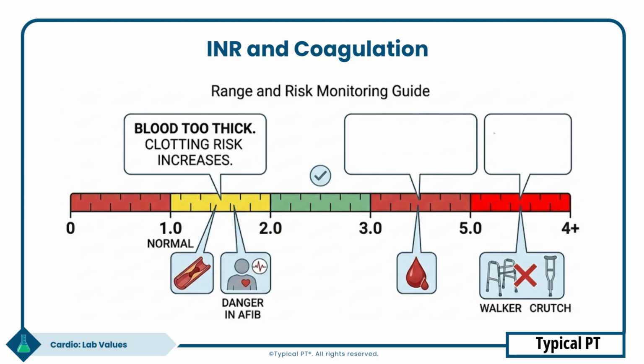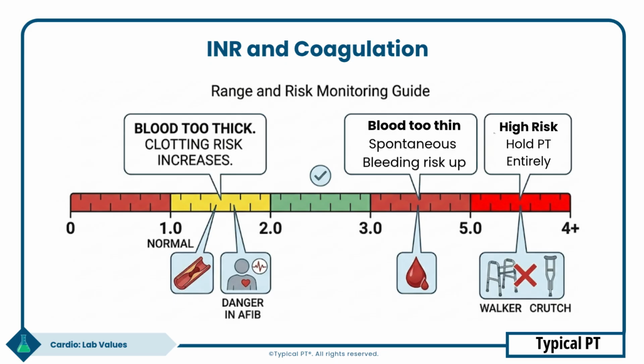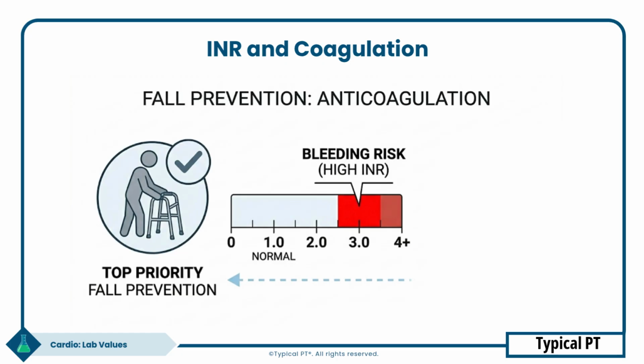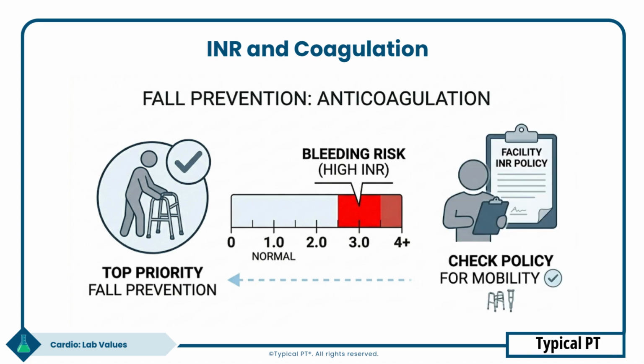Above 3.0, the blood is too thin and spontaneous bleeding risk goes up. Above 5.0, many facilities will hold PT entirely. For any patient on anticoagulation, fall prevention is your top priority. Always check your facility's specific policies regarding INR thresholds for mobility.